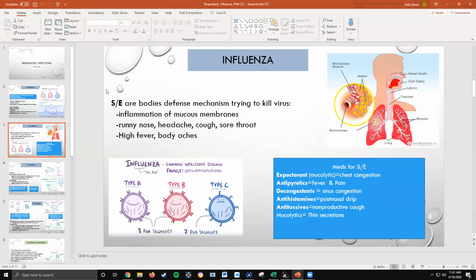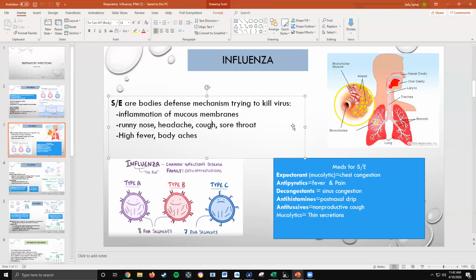So our side effects when we have influenza are really our own body mechanisms trying to kill the virus itself. So we have inflammation of mucous membranes. That brings all our WBCs and our cytokines and everything to try and stop the virus in its tracks. We have a runny nose. We have a cough. Those are all to get rid of the virus somehow by our excrements.